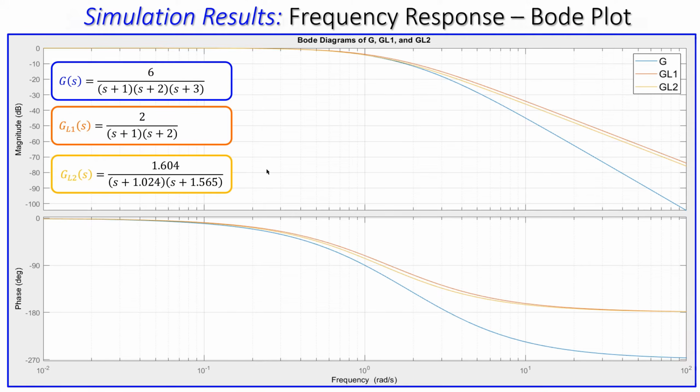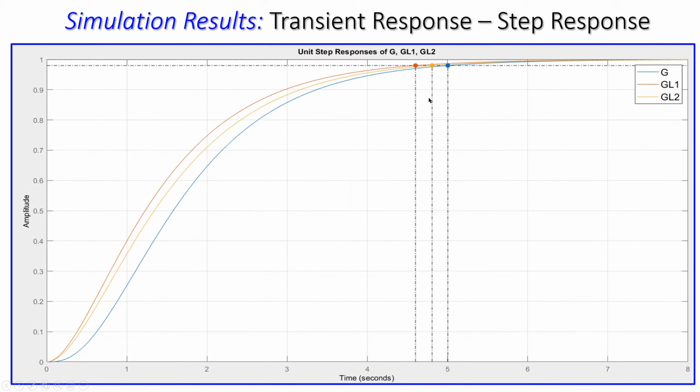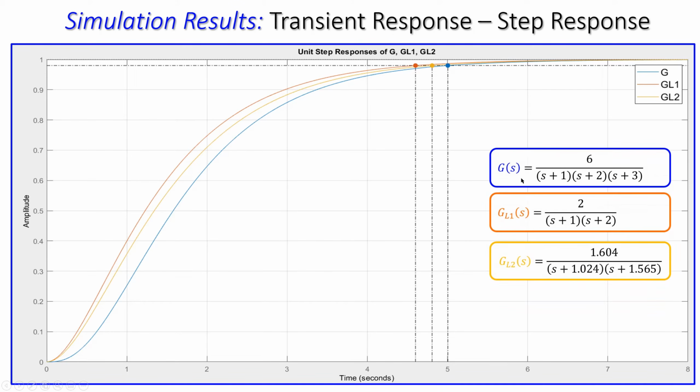Okay, let's also look at the transient response, and specifically the unit step response, or the step response in this case. What we have is now the unit step response. This is the time, this is now the amplitude and the response. You can see all of them go to 1 because they have the steady state value of 1. Again, this is the original system, this is the brute force approximated system, and this is the more accurate approximated system. Again, the transfer functions are shown here, so the G, GL1 and GL2. This is the more accurate approximated system.